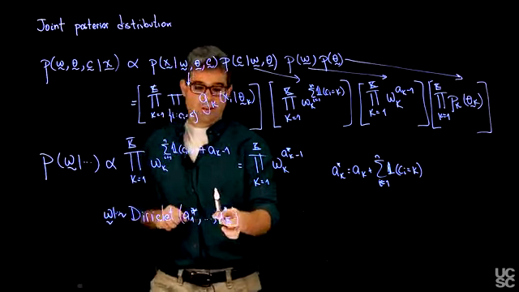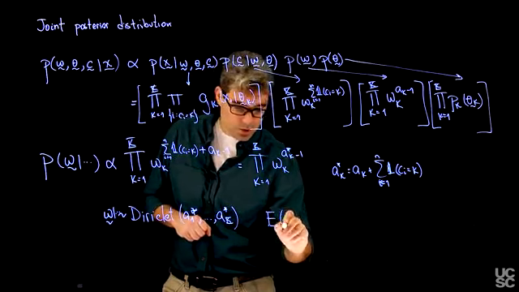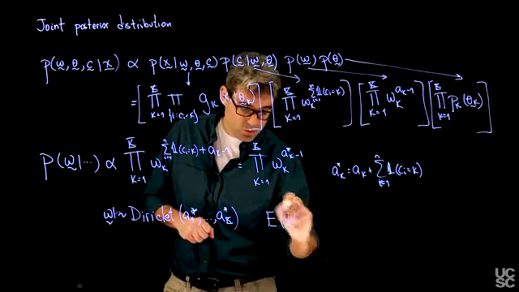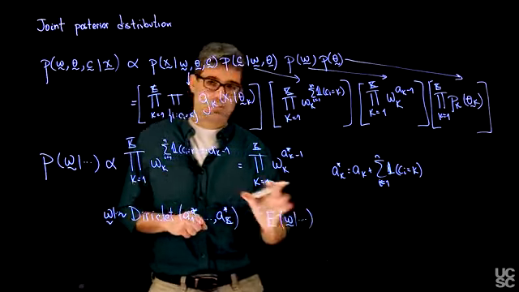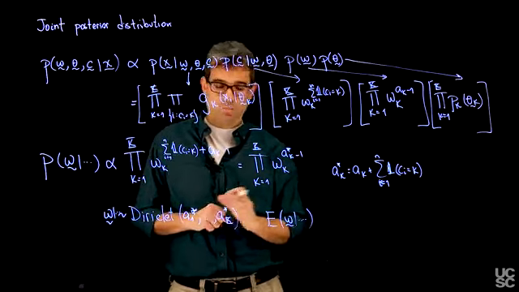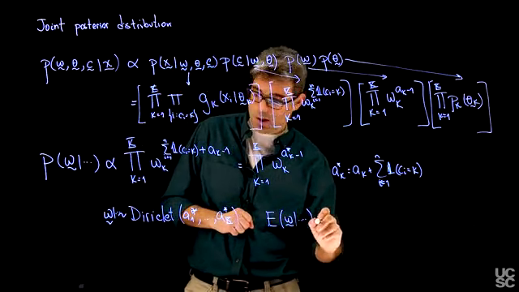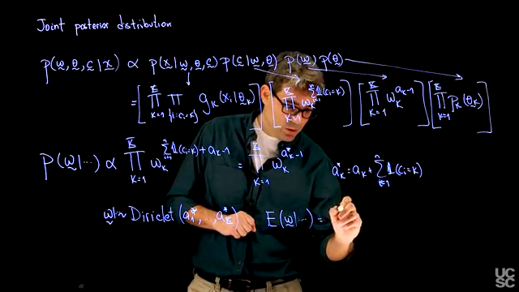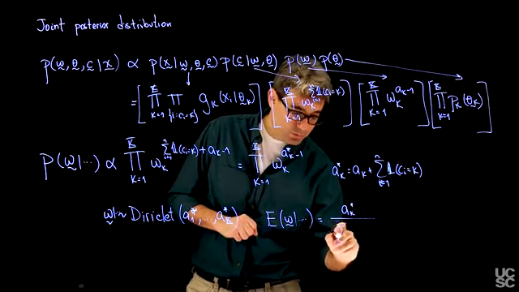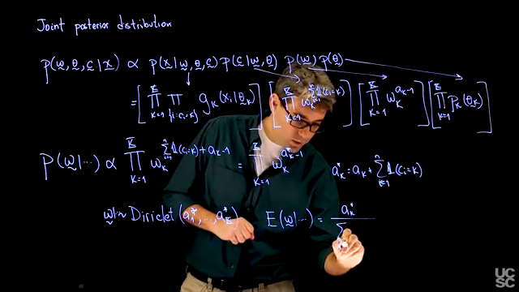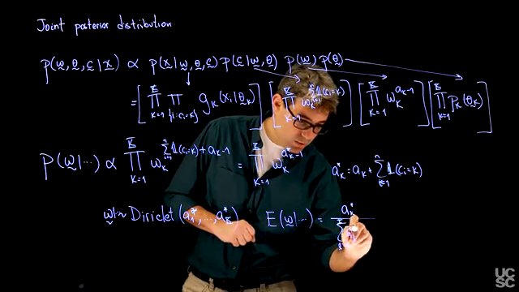And this is very interesting because essentially a posteriori we know that the expected value of omega given all the other parameters, so this is the expected value of the full conditional, this is not the expected value of the marginal posterior, but the expected value of the full conditional. That is going to be a sub k star divided by the sum from L equals 1 to k of a sub L star.